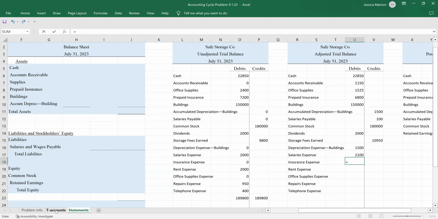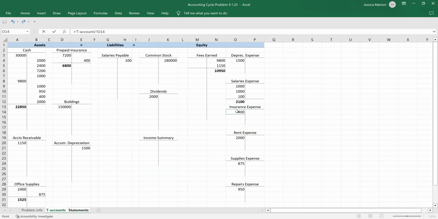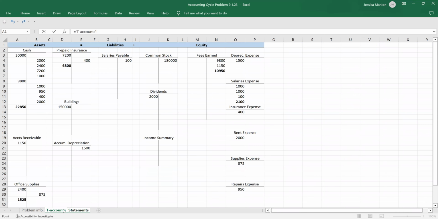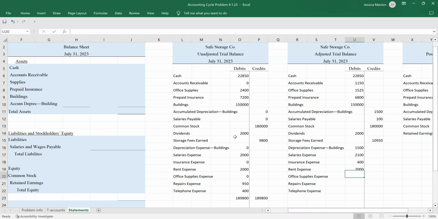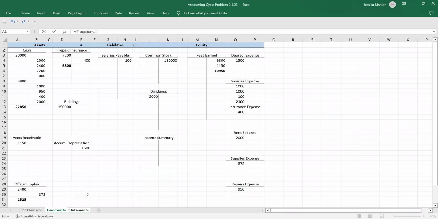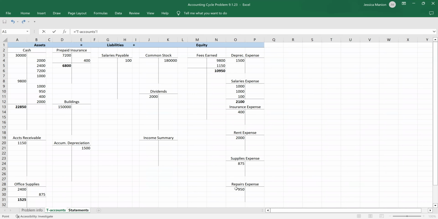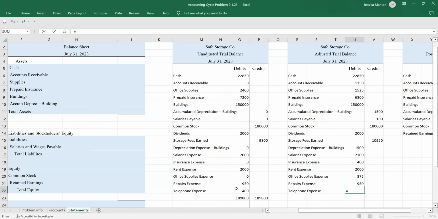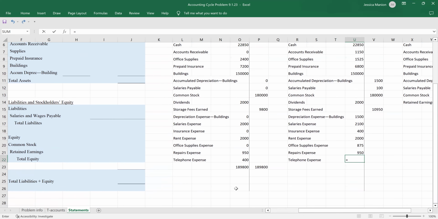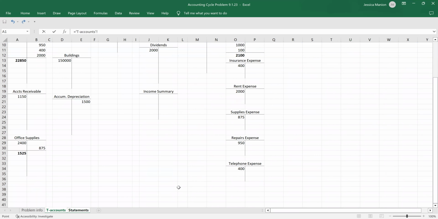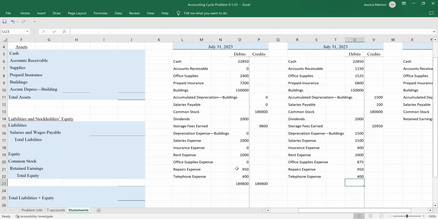Insurance expense. Rent expense. Office supplies expense. Repairs expense. And then lastly, that telephone expense. Right down here at the bottom, our last expense.